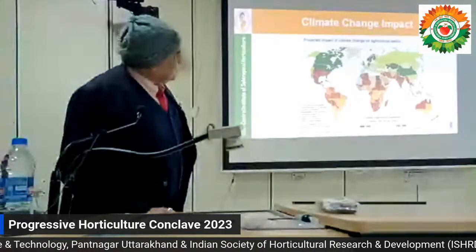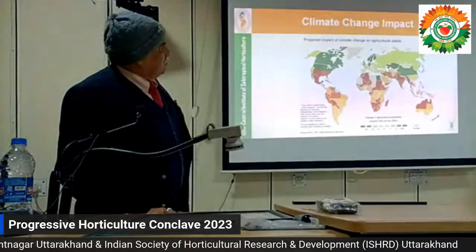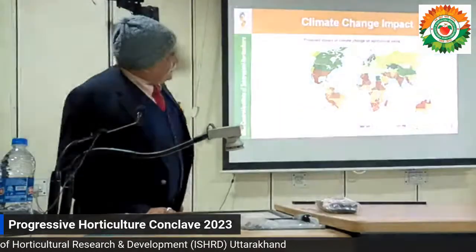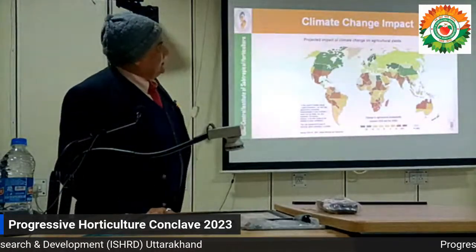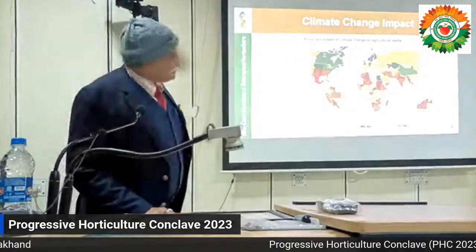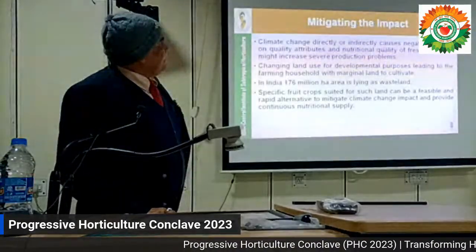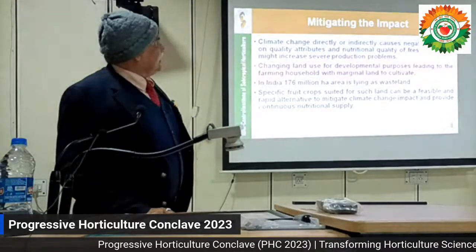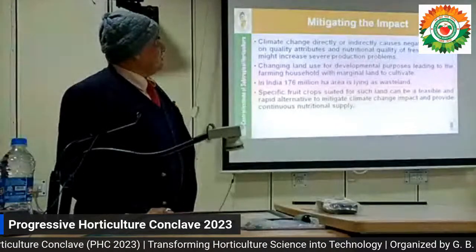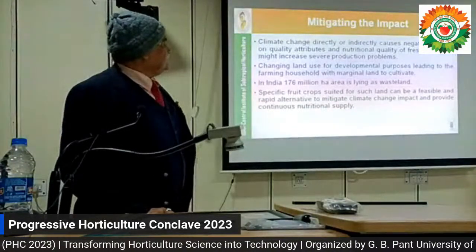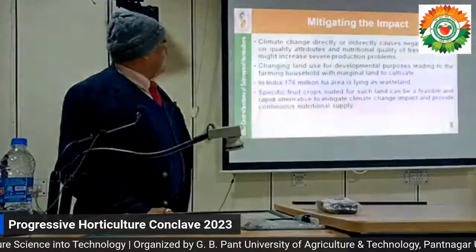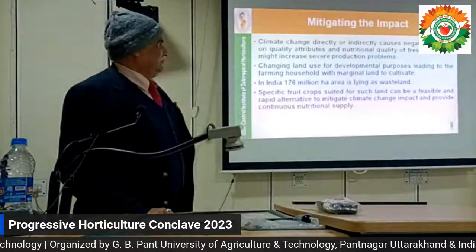And you see most of the globe is affected by climate change, and in India particularly the hilly areas are mostly affected as compared to the southern part. Climate change directly or indirectly causes negative impact on quality attributes and nutritional quality of fresh food and might increase severe production problems. Changing land use for development purposes is leading to farming households with marginal land to cultivate.